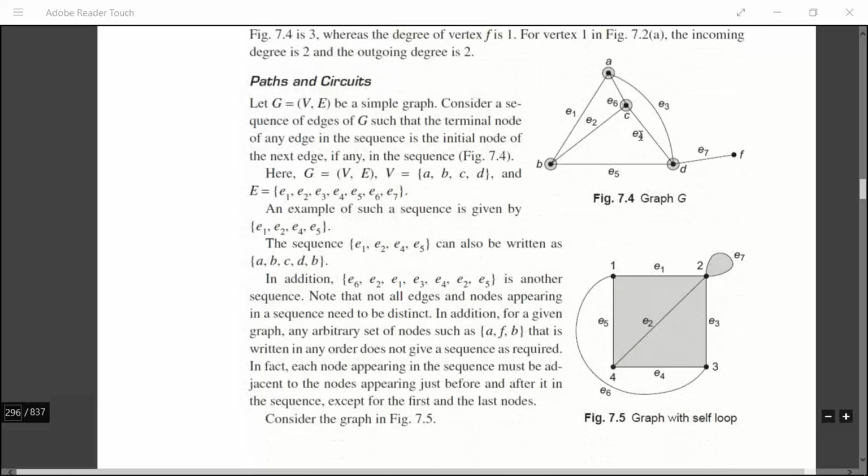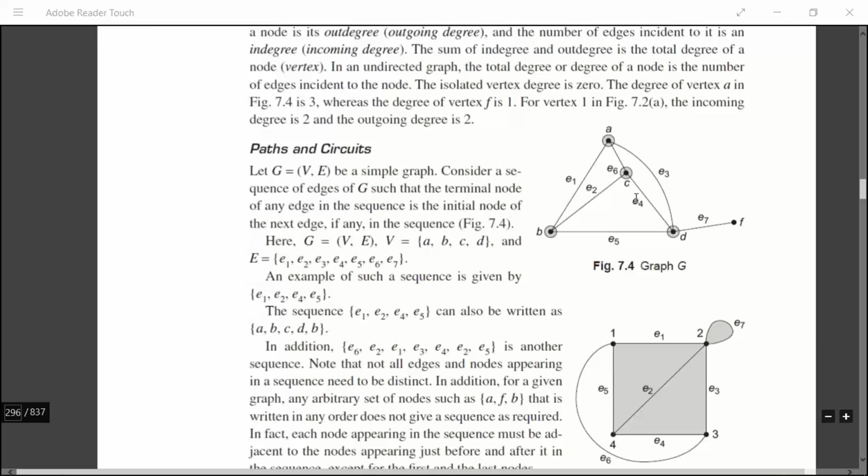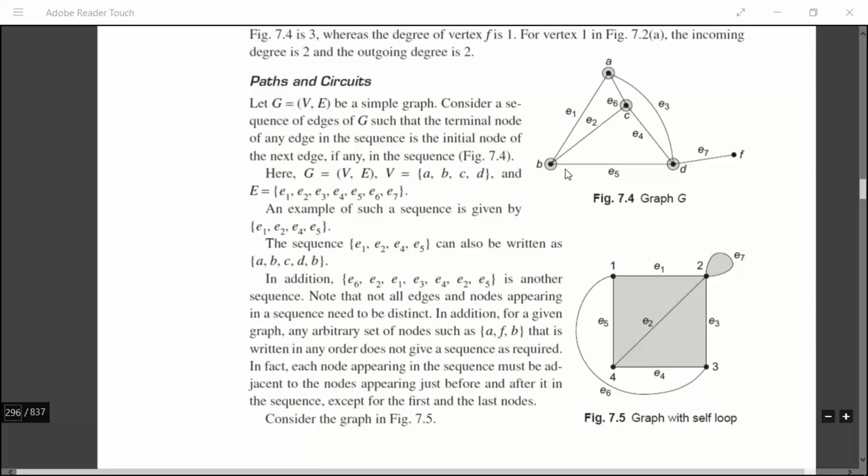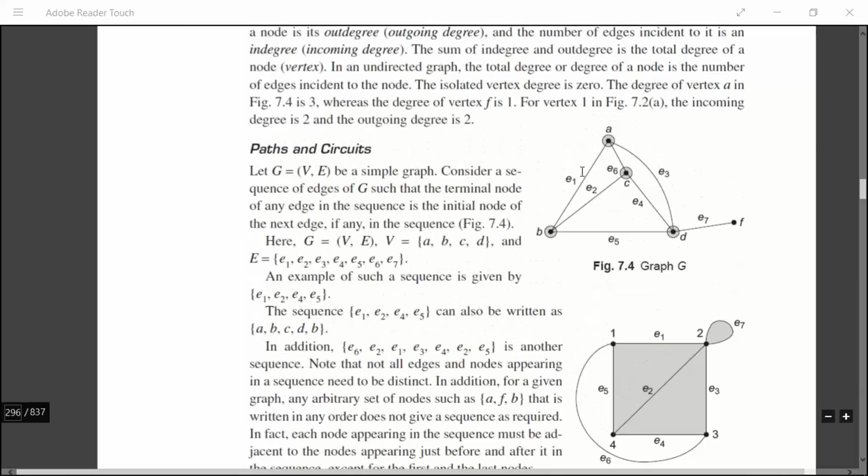Next, you can also write another sequence. You can write a number of sequences. This is what we are going to do in trees, where there are different types of traversals. If you understand this, you can understand that easily. This sequence E1, E2, E4, E5 can also be represented as A, B, B, C, C, D, D to B. So you can list it as a combination of vertices also.